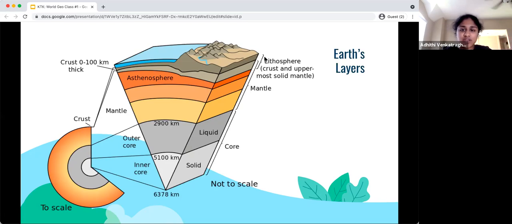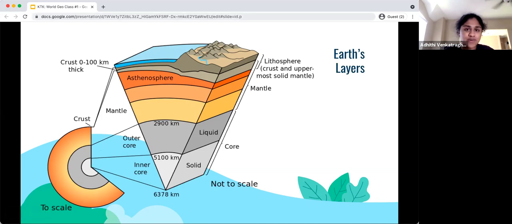So we see here they've called it by their more specific scientific names, which is the lithosphere, crust, and the uppermost solid part of the mantle. The mantle, which is the top part of the mantle, is called the asthenosphere, and then you have the inner and outer core. The inner core would be solid, and the outer core is a liquid. And the inner core is solid because of all the pressure that builds up to cause that inner core to become a solid unit. All right.